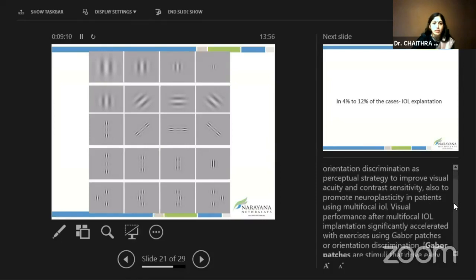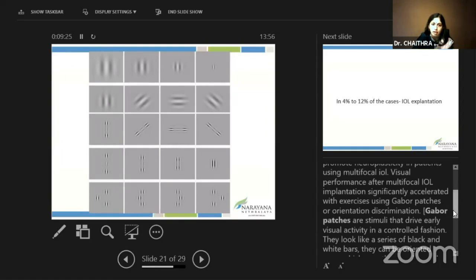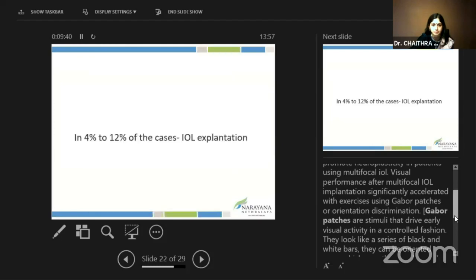Visual performance after multifocal IOL implantation significantly accelerated with exercises using Gabor patches or orientation discrimination. This is a pictorial representation of Gabor patches, which are stimuli that drive early visual acuity in a controlled fashion. They are a series of black and white bars which can be oriented in any which way. So 2 to 3 weeks of training, or 2 to 3 months of training in certain studies, have shown a significant acceleration in the visual performance.